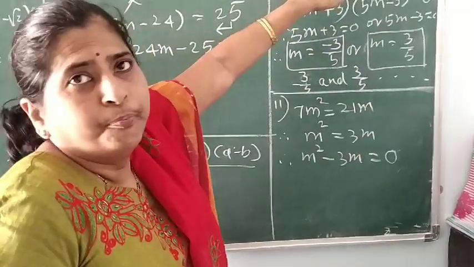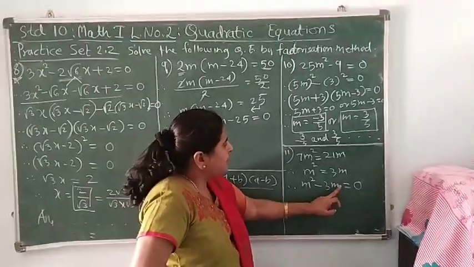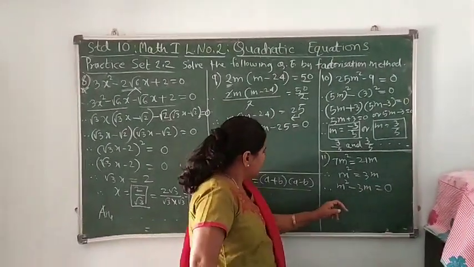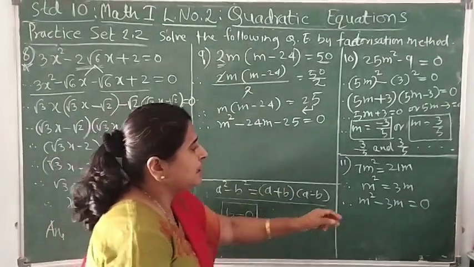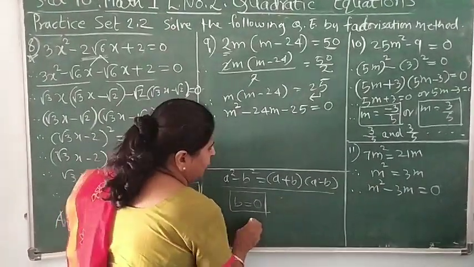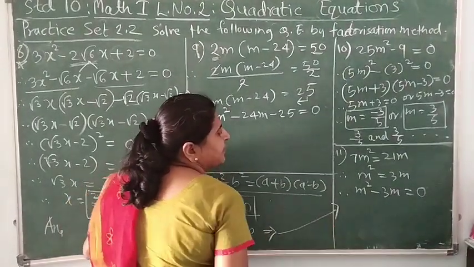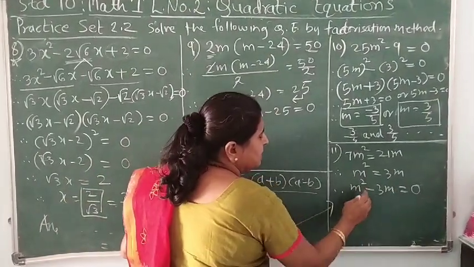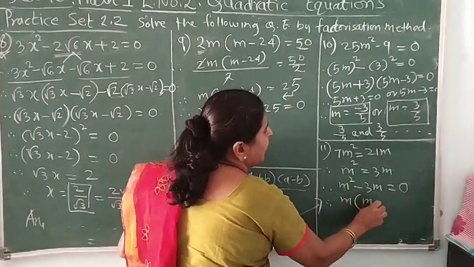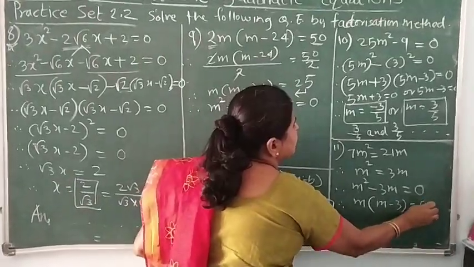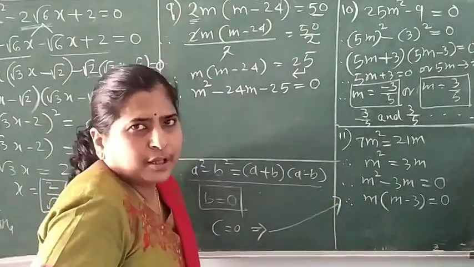Here the value of the middle term b was 0. Here the last term is 0. Now in such a case, what do we have to do? When b was 0, we used this identity. When c is 0, we have to factorize in this way. Taking the factor here, m is common, and what is left is m minus 3 equal to 0. So these are the two factors of the given quadratic equation.